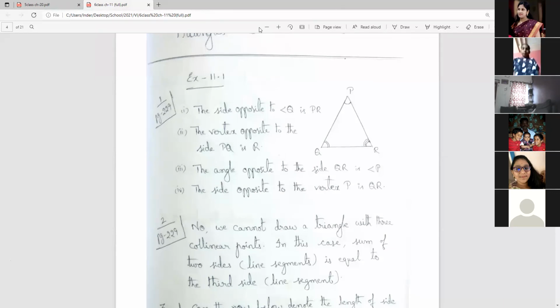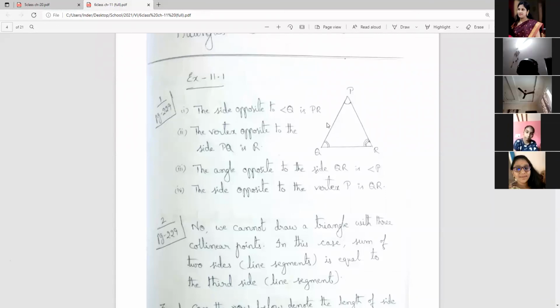Ma'am, can you send this PDF in the class group? I will send it. First you write this one. Vilina, are you writing? Yes, ma'am. Okay.